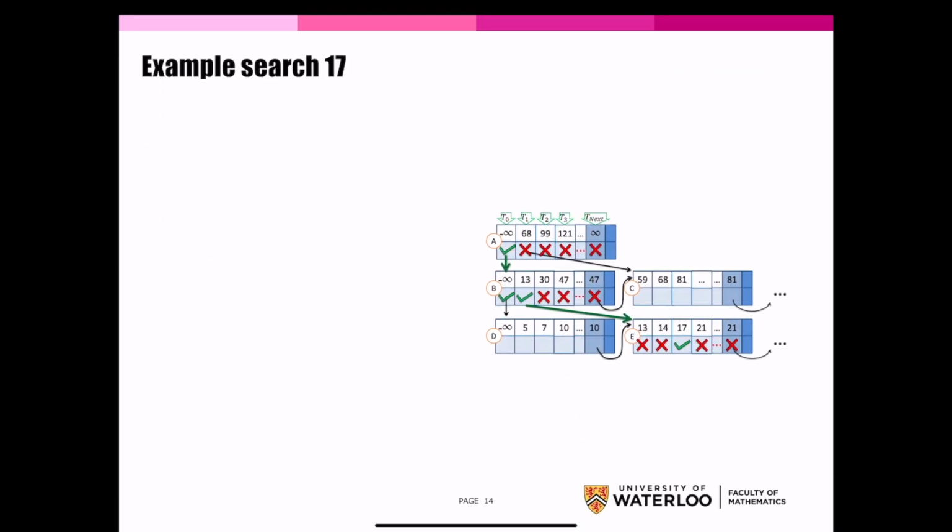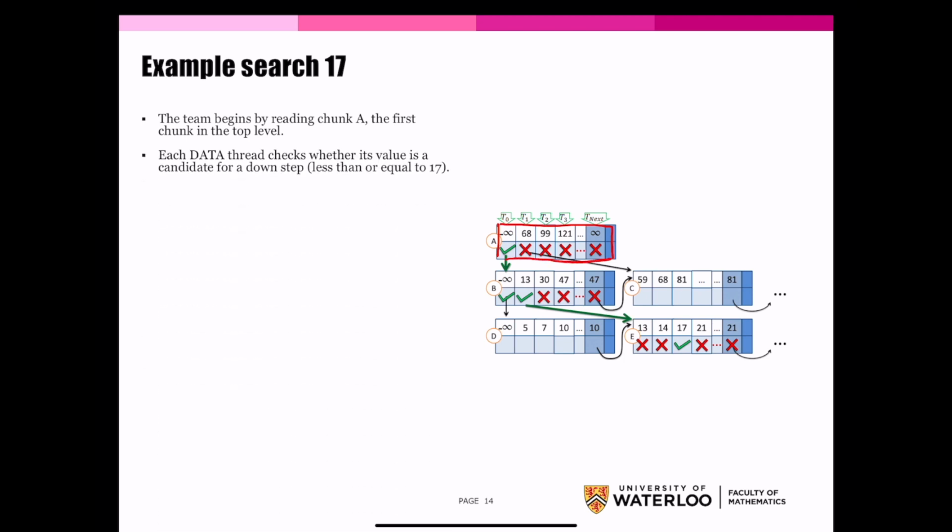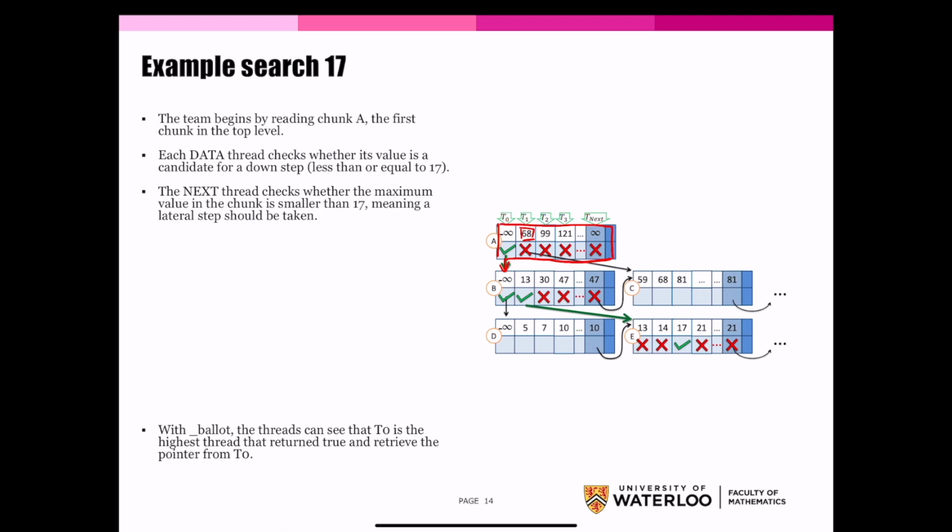Now we do an example of searching for 17. The team begins by reading chunk A, the first chunk in the top level. Each data thread checks whether its value is a candidate for the down step, less than or equal to 17. And we see 68 is greater than 17. The next thread checks whether the maximum value in the chunk is smaller than 17, meaning a lateral step should be taken. And we can see in chunk A, the maximum value is infinity. So we do not need to do the lateral step. We do a down step.